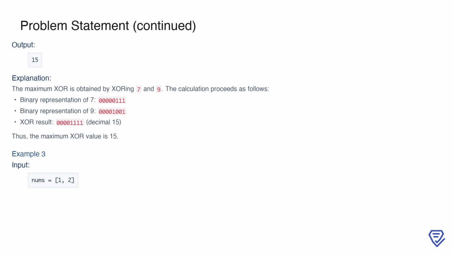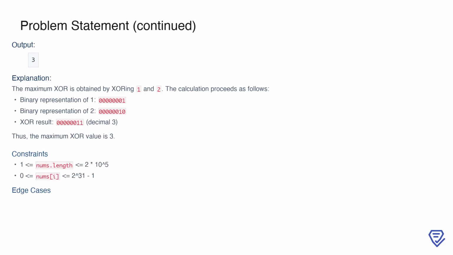The binary representation of 7 is 00000111, and the binary representation of 9 is 00001001. When we XOR these two numbers, the result is 00001111, which corresponds to 15 in decimal. This example further illustrates how the XOR operation emphasizes the bits where the two numbers differ, and selecting numbers with the right differences can lead to the maximum result.